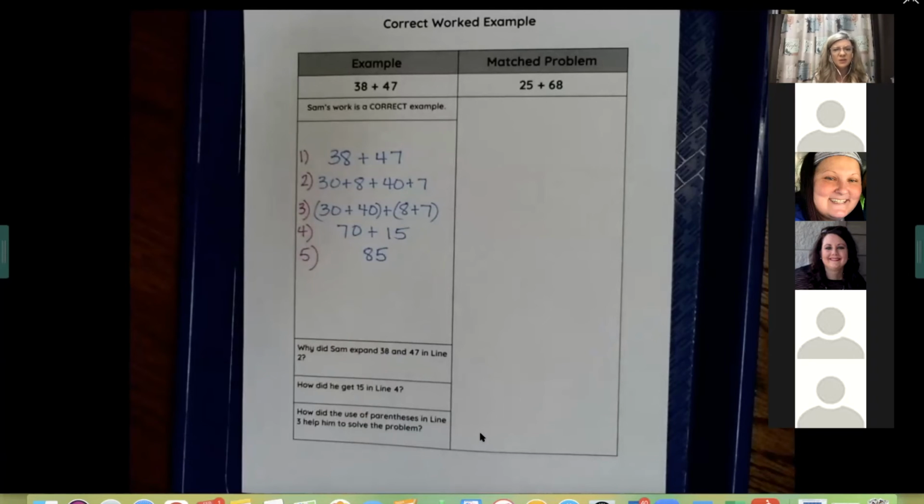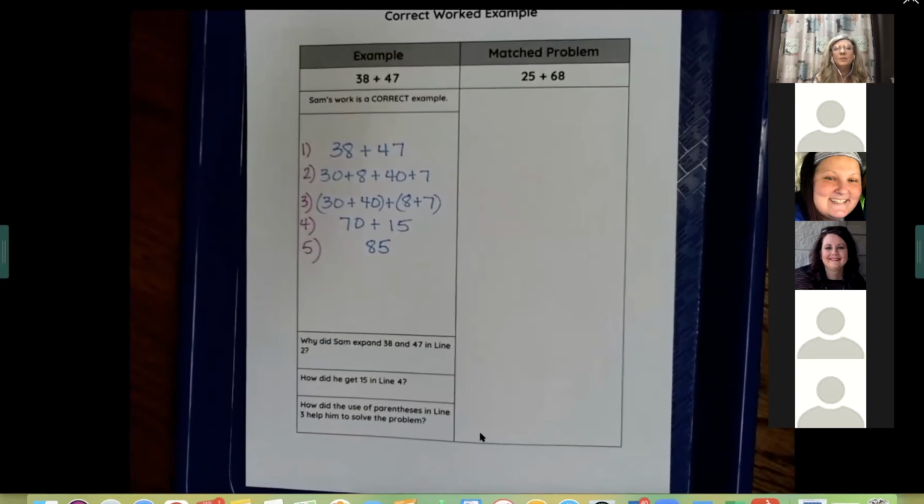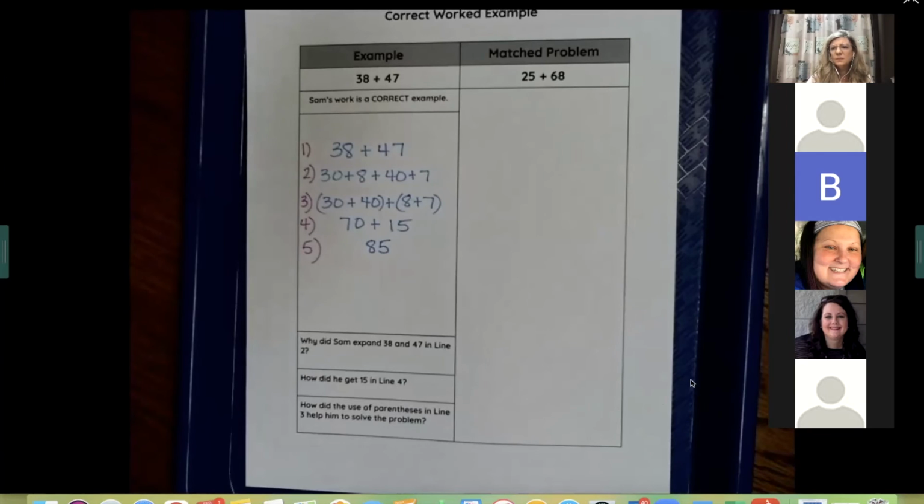So notice the questions here at the bottom. Like I told you on day one, this is the most important piece, the questioning that we put with it. Our first one is, why did Sam expand 38 and 47 in line 2? So what was the reason for that? What do you all think I'm looking for there? What do you think I would want them to say? Any thoughts on that? I don't really know where I would answer.